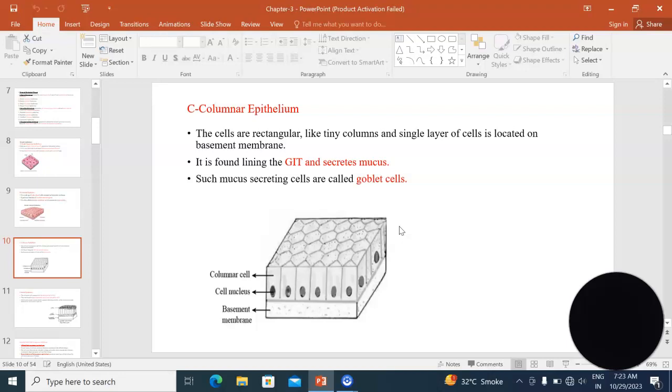Third type is the columnar epithelium. Again, as the name suggests, columnar means the cells are column-like in structure, and they are very tiny in shape, and it is a single layer of cells which are attached on the basement membrane. Now, generally, this type of epithelium is found in the gastrointestinal tract, and it helps in secretion of mucus. The secretion of mucus is done by the goblet cells which are present on this columnar epithelium.